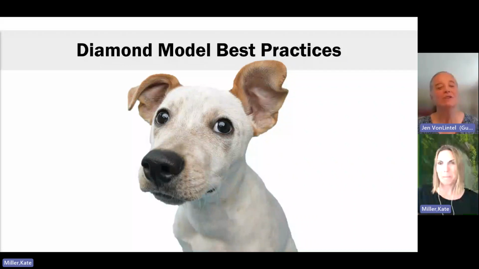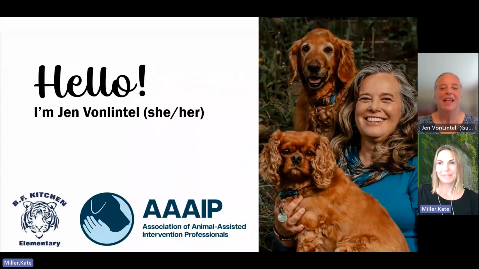Triad model, best practices, and this particular presentation takes place in schools, but it may be applicable to many different settings. And my name's Jen Von Lentel. I'm a school counselor at BF Kitchen Elementary School in Loveland, Colorado. We're a small Title I school. We have just about 200 students, and we've had an animal assisted intervention program for about the last 12 years or so. We work in both models.